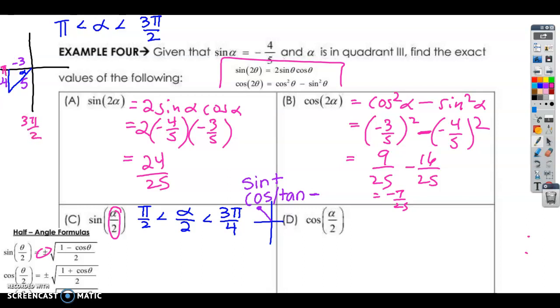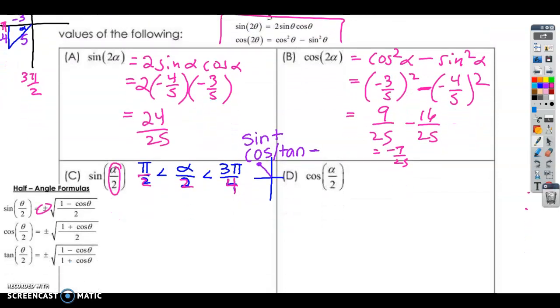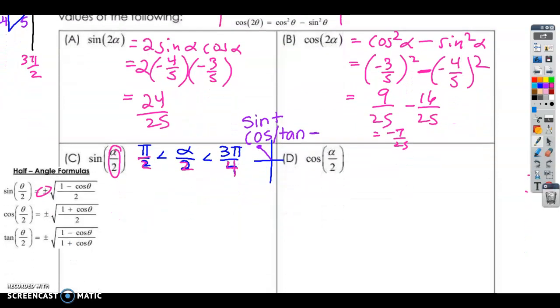Well, if I take those and divide everything by 2, pi over 2 is less than our angle, and that's less than 3 pi over 4, which means that we are in quadrant 2 now. We are in a different quadrant, and in quadrant 2 the sine is positive, so we are going to be using a plus. Plus square root of 1 minus cosine, I'm just following the formula.